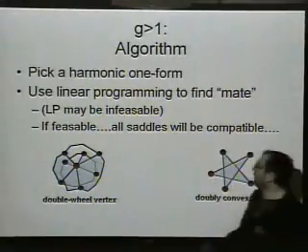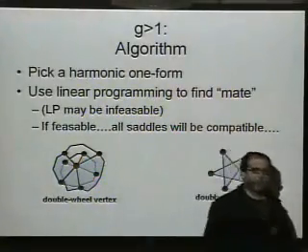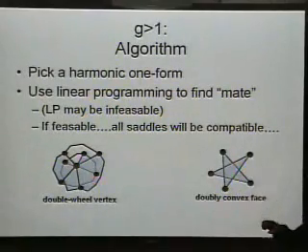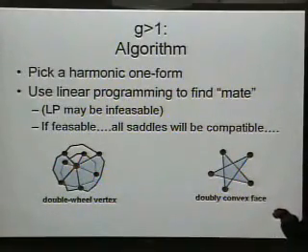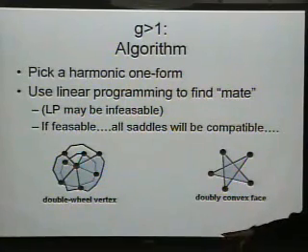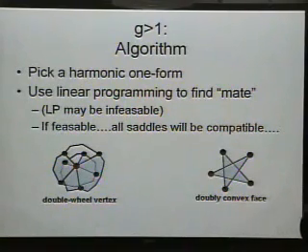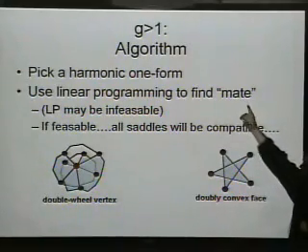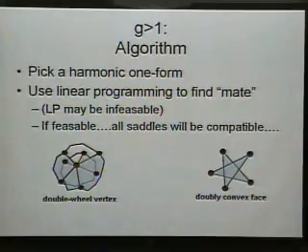Now, the linear program may be infeasible. You can pick a harmonic one form for which there is no compatible mate, in which case you throw away that first harmonic one form and pick again. Okay? So, again, I'm going to pick one randomly. I'm going to use linear programming. That's going to require the second one to be picked compatibly. This may or may not succeed.